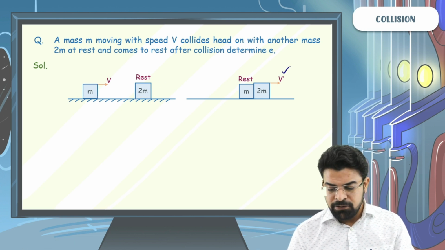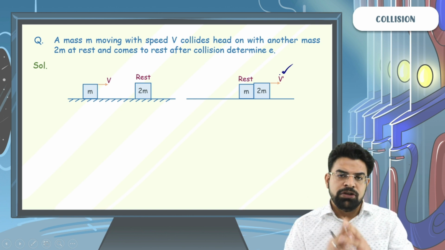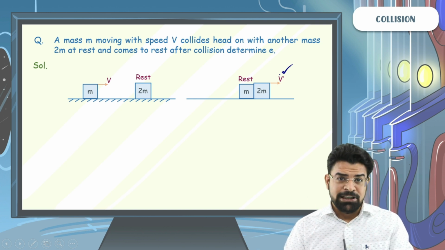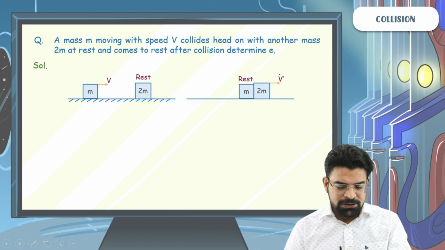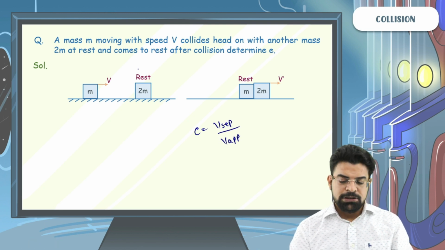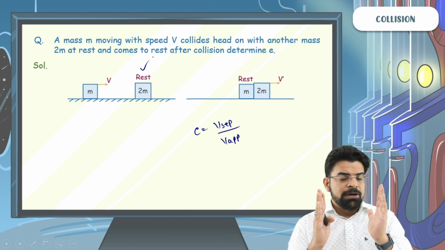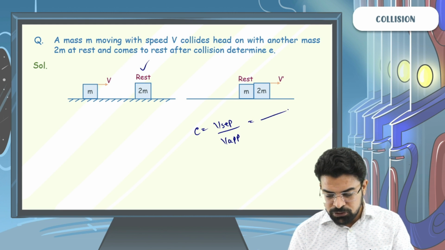Now let's say we have assumed that the mass 2m moves with a speed v dash after the collision. They haven't given me v dash, but they are asking me what is the coefficient of restitution. What to do? We know that coefficient of restitution equals velocity of separation upon velocity of approach. Initially this mass 2m is at rest and another mass m is approaching with speed v. So the velocity of approach has to be equal to v.